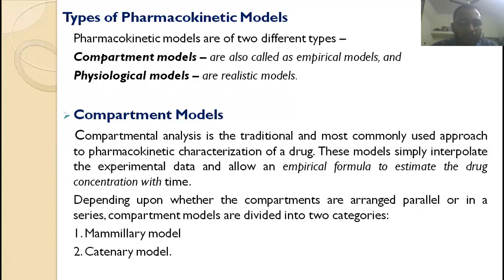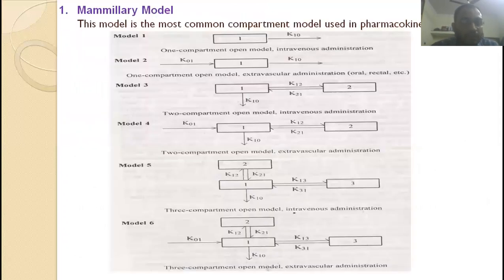Depending upon whether the compartments are arranged parallel or in a series, compartment models are divided into two categories. First is mammillary model, second is catenary model. The mammillary model is the most common compartment model used in pharmacokinetics. This is a figure in which different types of mammillary models are explained.